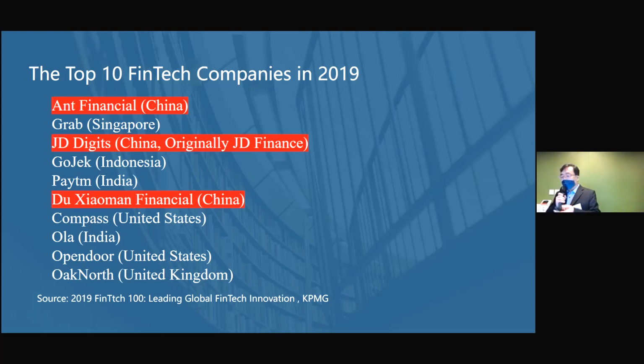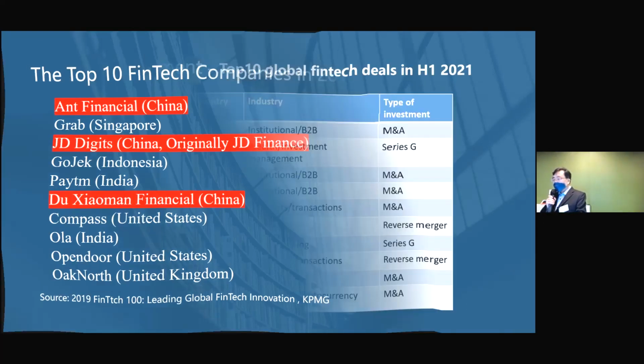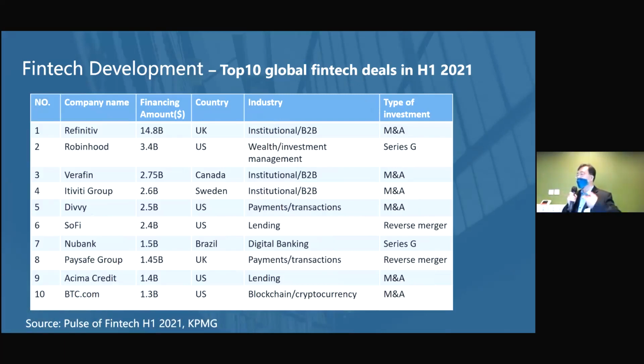And what we can see is that there's a big shift or reshuffle. If you look at these two, they are quite different. So only 2 years, and there's a big change for the top 10 global FinTech deals. So in some sense, this field is very competitive. It is not easy to always be in the lead.